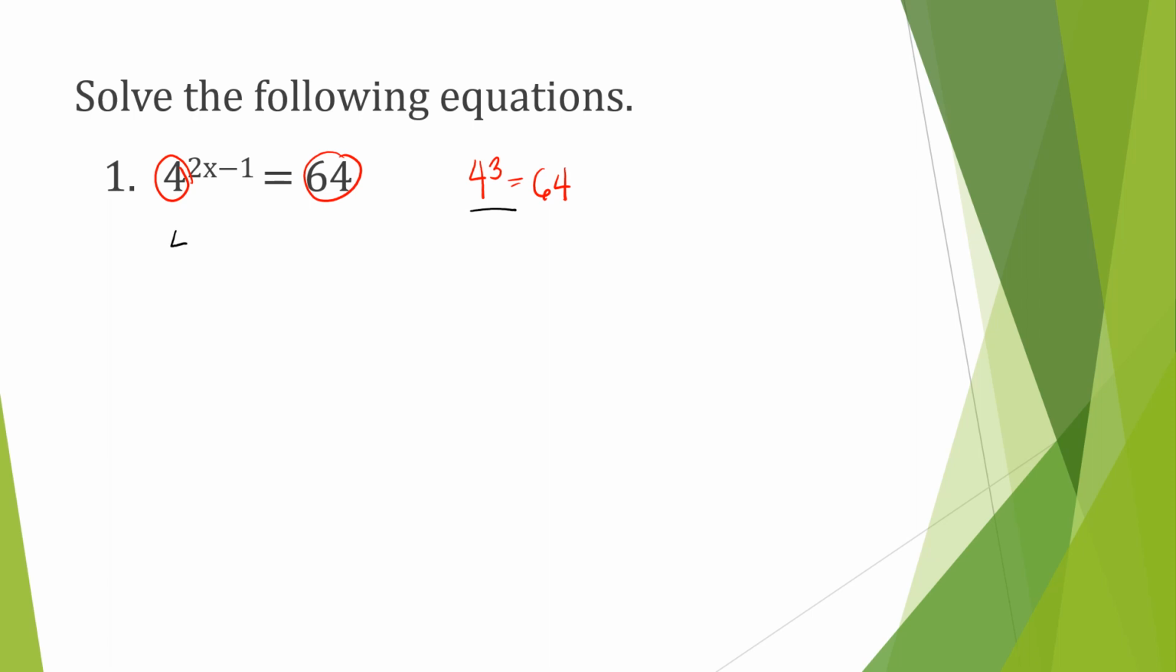So this will become 4 raised to 2x minus 1 is equal to 4 cubed. By the property of equality of exponential functions, if the bases are the same, then the exponents must be equal. Since the bases are already the same, we can equate the exponents. So we have 2x minus 1 is equal to 3. To solve for x, let us add positive 1 to both sides of the equation.